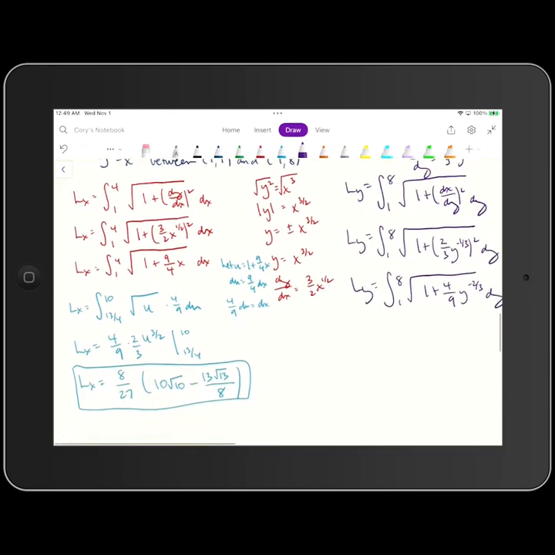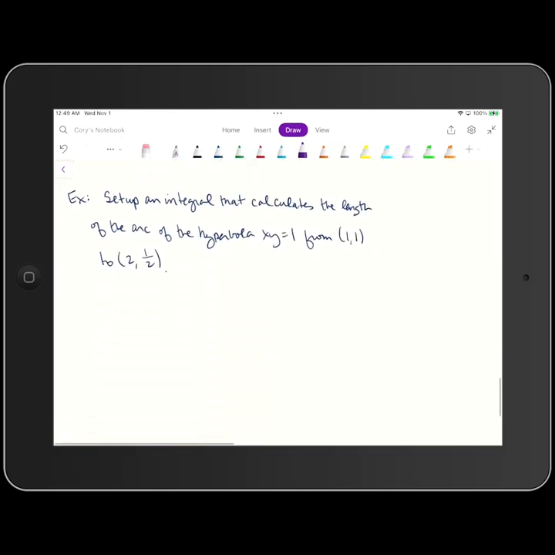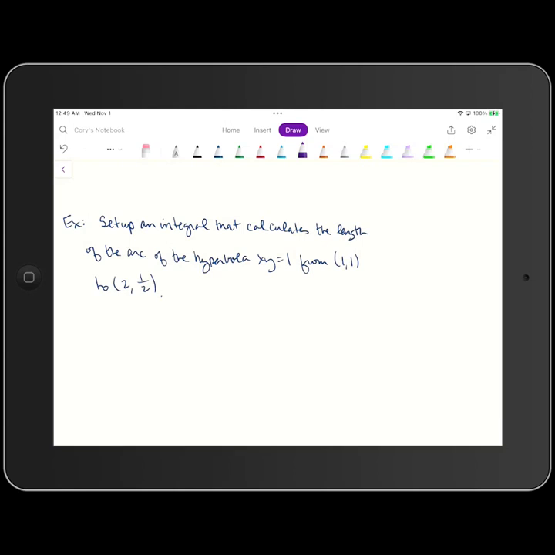So let's move on to our last example. The last example asks us to set up an integral that calculates the length of the arc of the hyperbola xy is equal to 1 from the point 1, 1 to the point 2, 1/2. So go ahead and pause the video while you work on that. And whenever you finish, you can unpause and we'll work it through together.